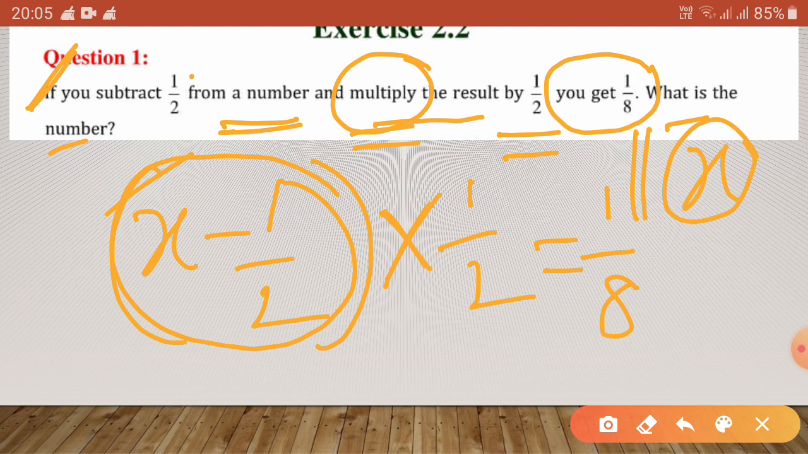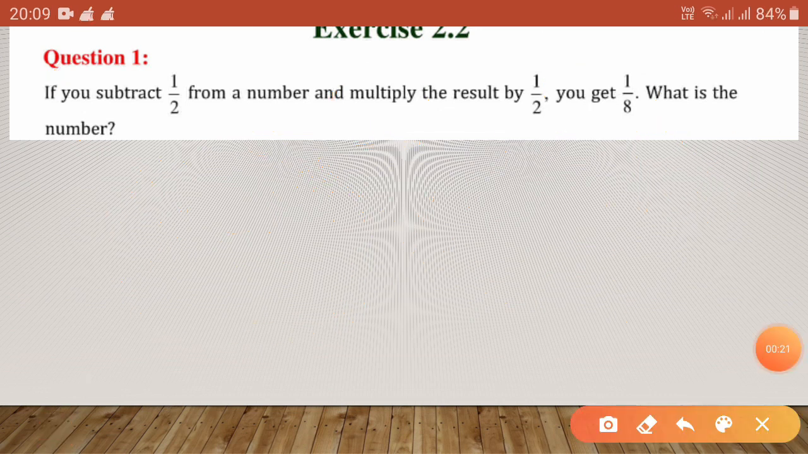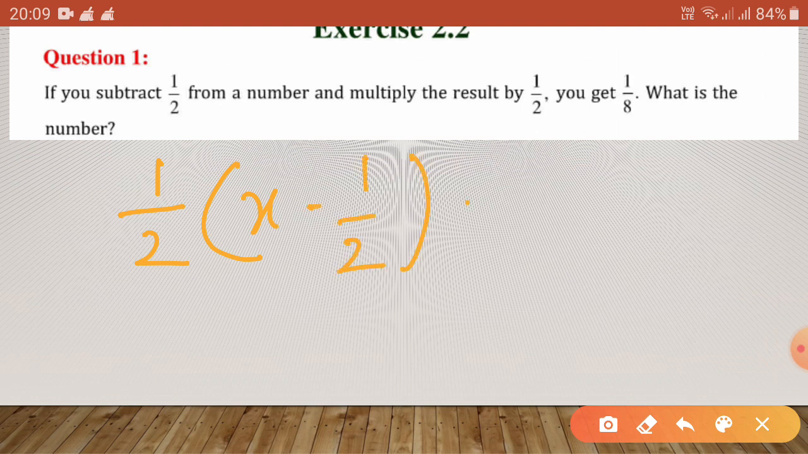So I think it is clear to you. Okay, so now the equation we are getting here according to the question is 1 by 2 multiplied with x minus 1 by 2, equal to 1 by 8. Okay, so now look at x minus 1 by 2 inside the bracket, and it is multiplied with 1 by 2.